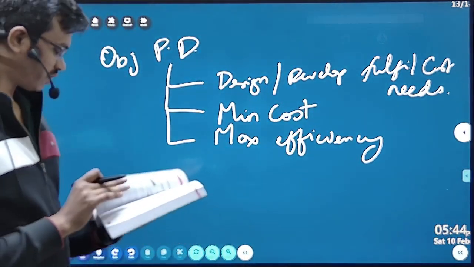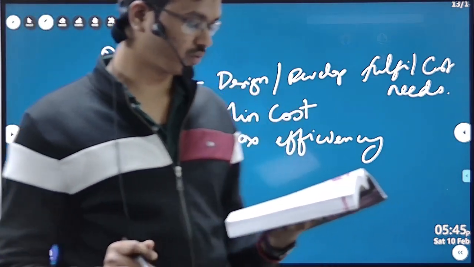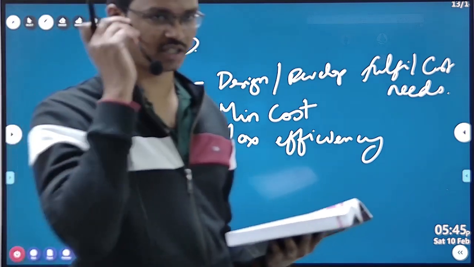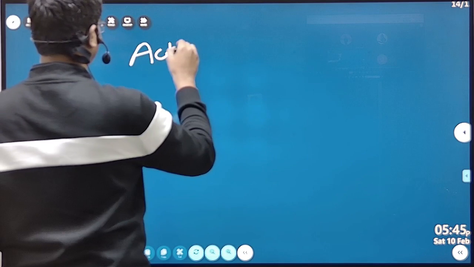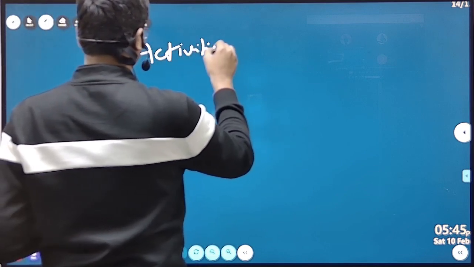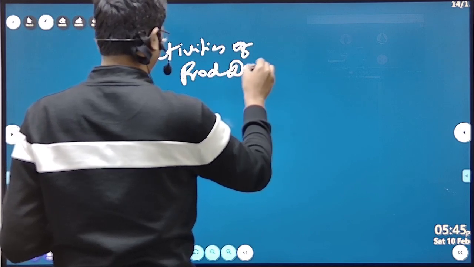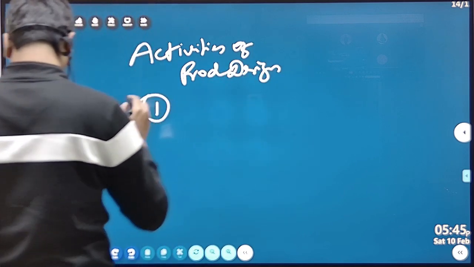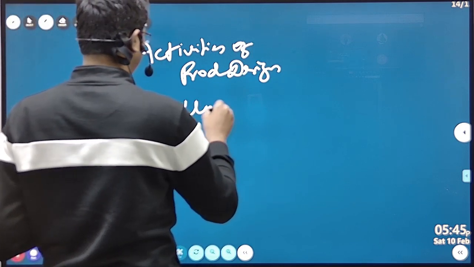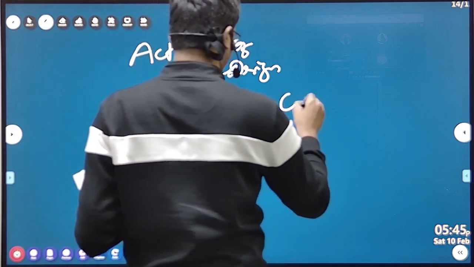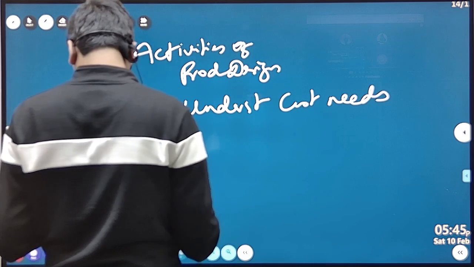Now we will see what the steps, or activities, of product design are. One is to understand customer needs.